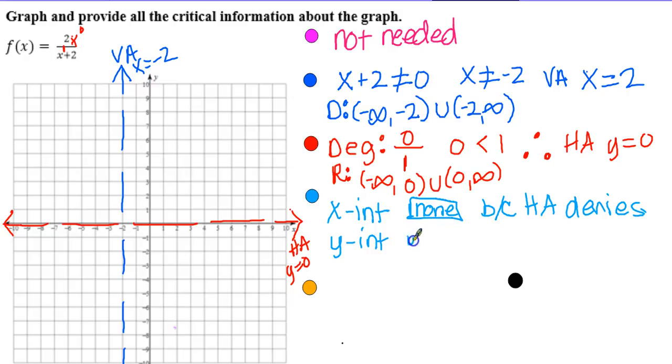So we do this by going y is equal to 2 over, and we're going to plug a 0 in for x, 0 over 2. So we're plugging in a 0 for x because that'll tell us our y-intercept. And we get 2 over 2, which is 1. So my y-intercept is 0 for x, 1 for y. So I'm going to come over to my graph. I'm actually going to plot that.